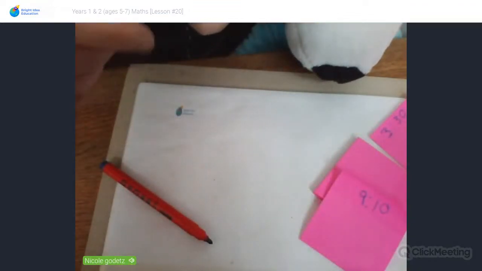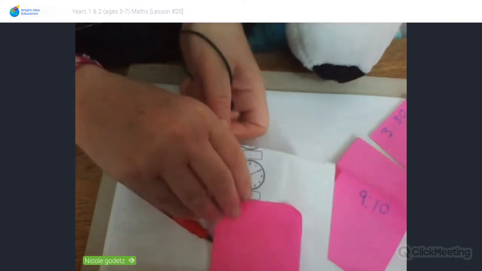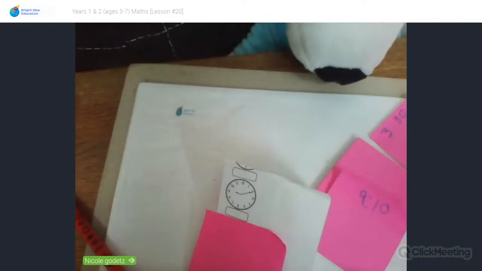Okay, so let's have a look at our next time and see if you can work out the next one for me. I'll just fold that over on the top. Can you see that one? Let me move it. Can you see that time?